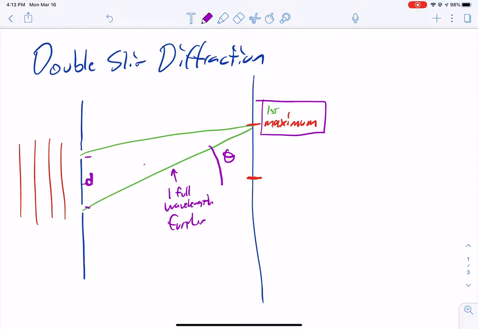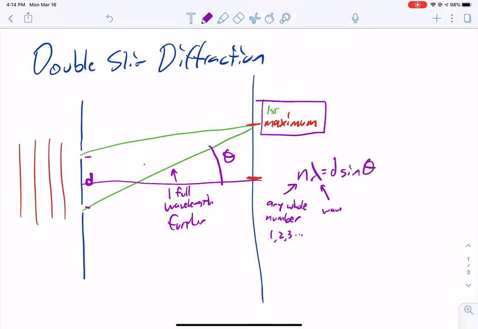Now, what we'll find is we have made a bit of a triangle here. And so we can pull out the equation in topic 9.3. The equation says n lambda equals d sine theta. Notice in this situation, we are using sine theta. We are not necessarily using our small angle approximation, and you'll see why as we get later on into future topics. But n will stand for any whole number: 1, 2, 3, etc.